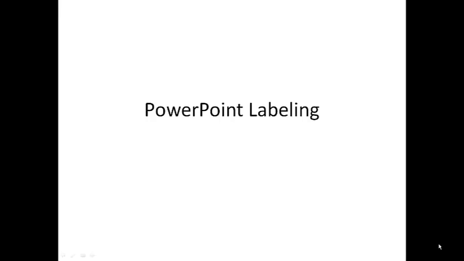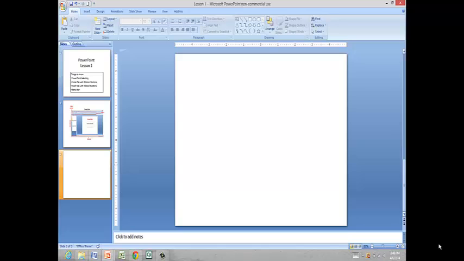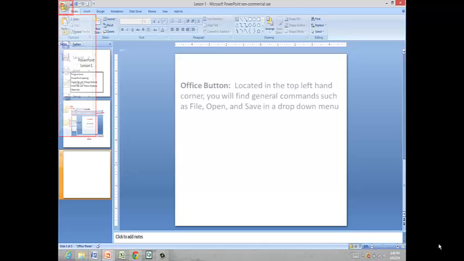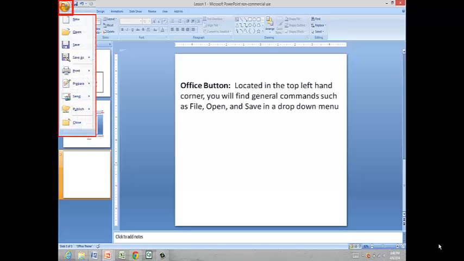We will begin with PowerPoint labeling. First, the Office button. It is located in the top left-hand corner. You will find general commands such as File, Open, and Save in a drop-down menu.